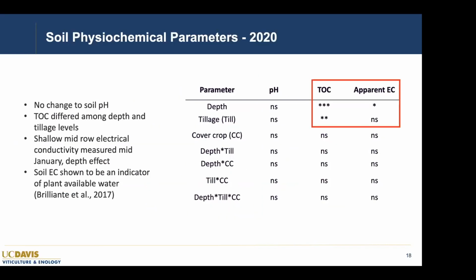So within the soil physiochemical parameters that we measured, we saw no changes to soil pH, although we did see total organic carbon differ among depth and tillage levels, as we expected. Mid-row EC was measured in mid-January, as well as deep EC, and we did see a depth effect there as well, though not among tillage. And soil EC has actually been shown to be an indicator of plant available water.